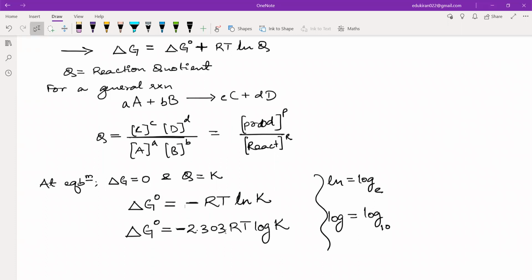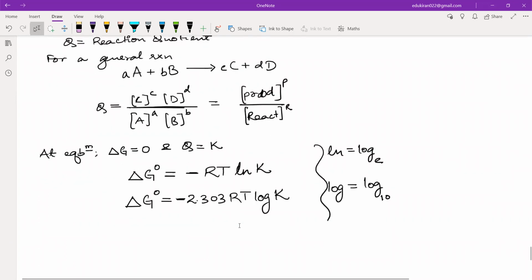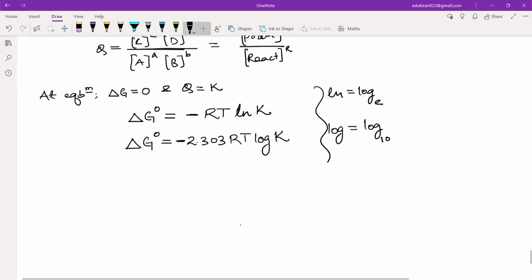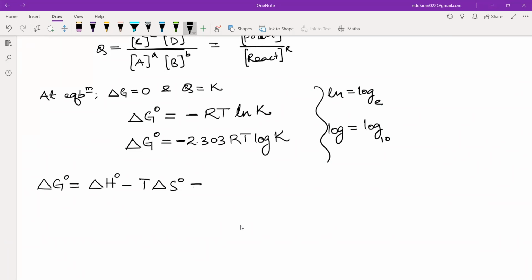Done, all of you? Please let me know if you're done. Okay, so let me keep writing that. I can also write delta G naught. It is equal to what? Delta H naught minus T delta S naught. And this will be equal to what? Minus 2.303 RT log K.